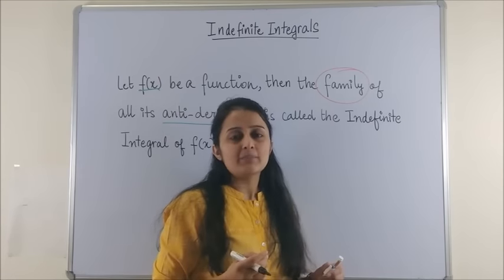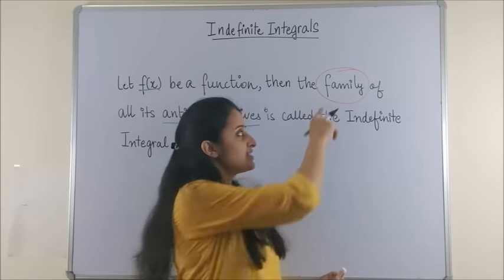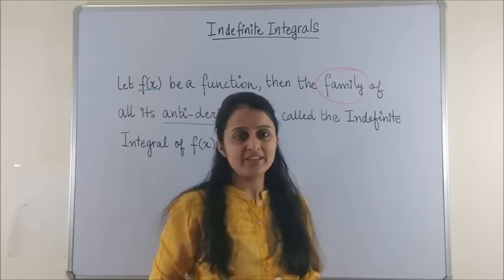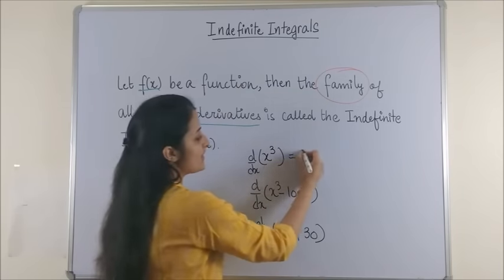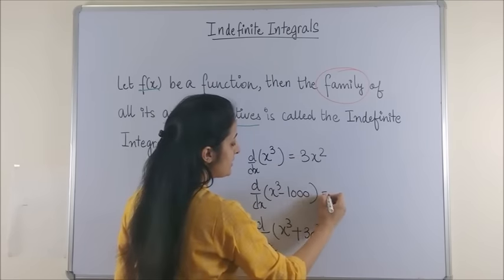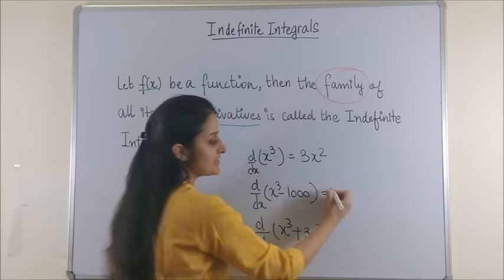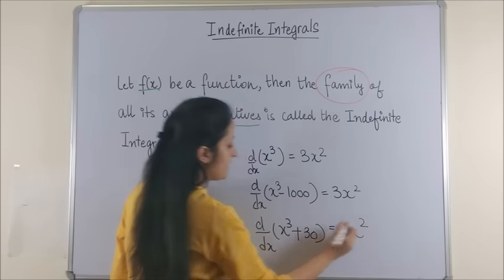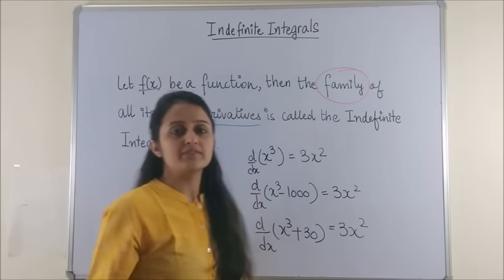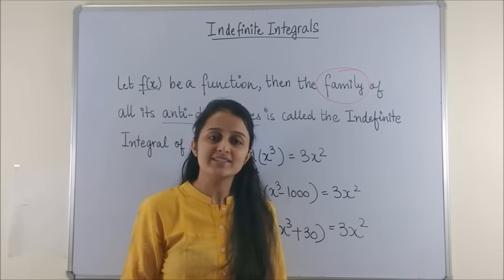Let's see through an example why we call it a family of antiderivatives. Look at these examples. The derivative of x cube is 3x square. Similarly, the derivative of x cube minus 1000 is also 3x square. Likewise, x cube plus 30 also gives us 3x square. So what does it signify?